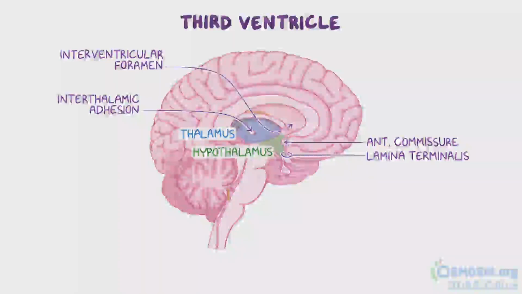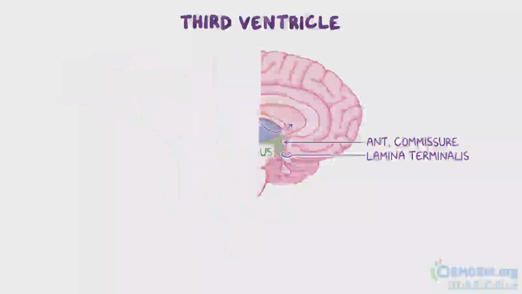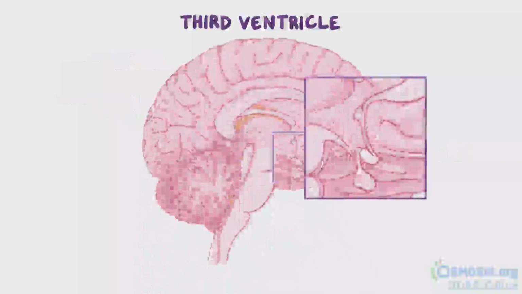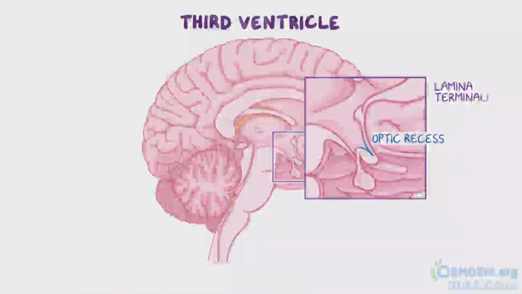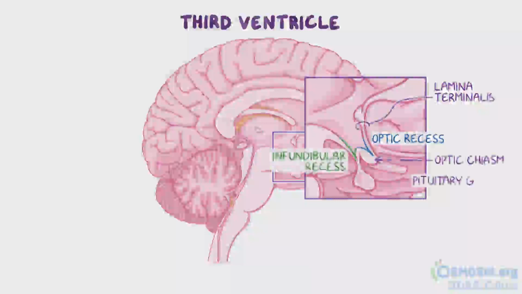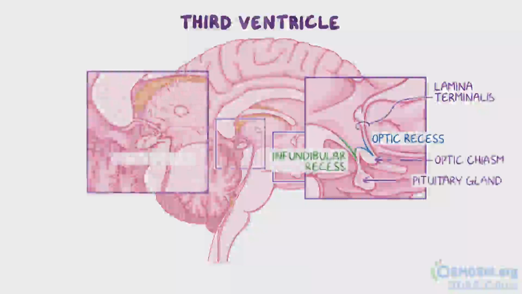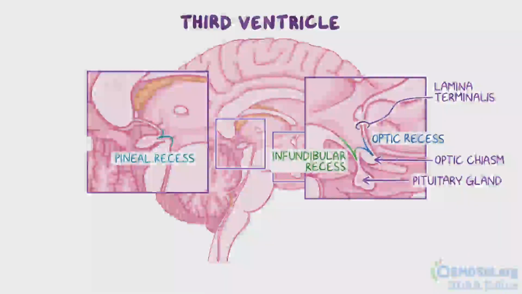The third ventricle also has small extensions that form recesses near adjacent structures. These include the optic recess, between the lamina terminalis and the optic chiasm, the infundibular recess, towards the pituitary gland, the pineal recess, towards the pineal gland, and the suprapineal recess, above the epithalamus.